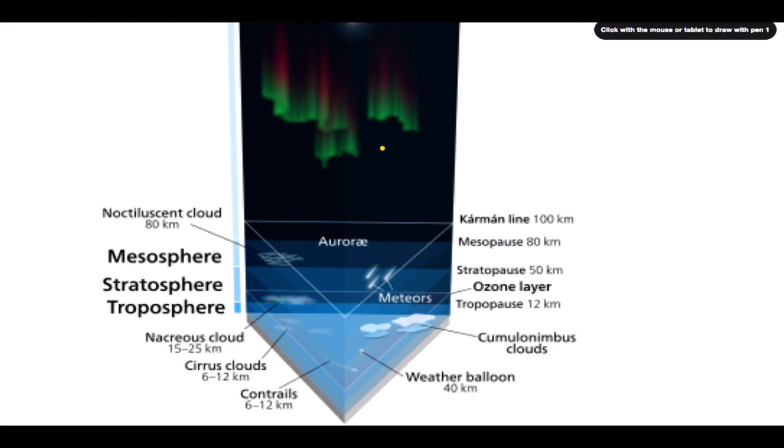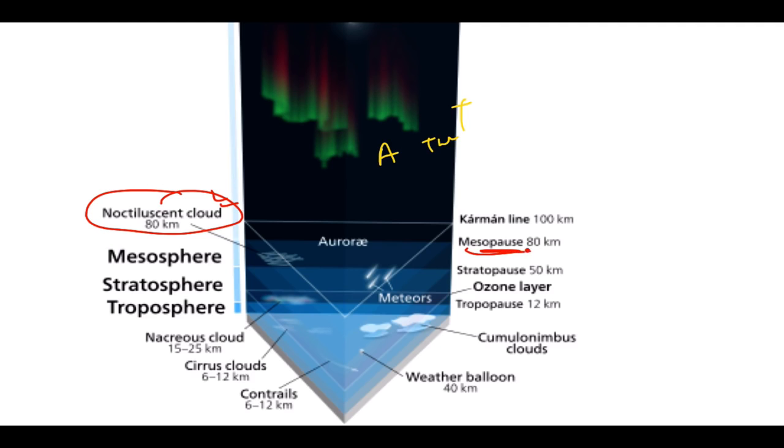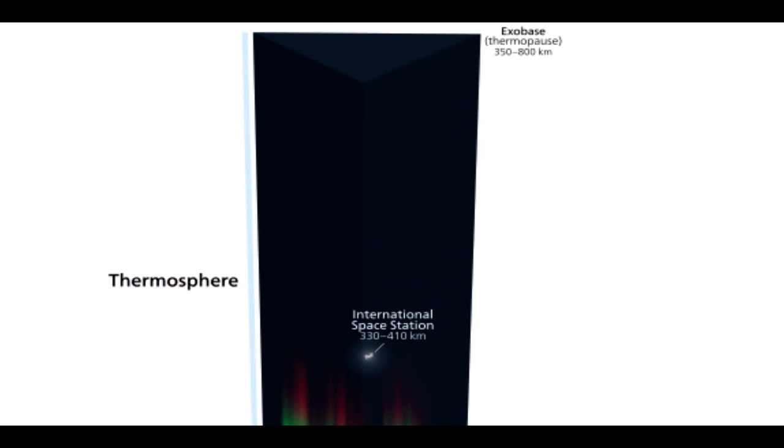So this is aurora, this is thermosphere, as you can see here, and these are the noctilucent clouds, and this is mesopause, this is aurora, this region. These are the meteors which are present just above mesosphere and just below mesopause, and this is the stratopause layer, which is approximately at 50 kilometers, and these are the cumulonimbus clouds, and these are the various forms of clouds. Now the same diagram continues, and you can see this is the exobase, this region, that is the thermopause, and this is the International Space Station and aurora. So this was the atmosphere for you.